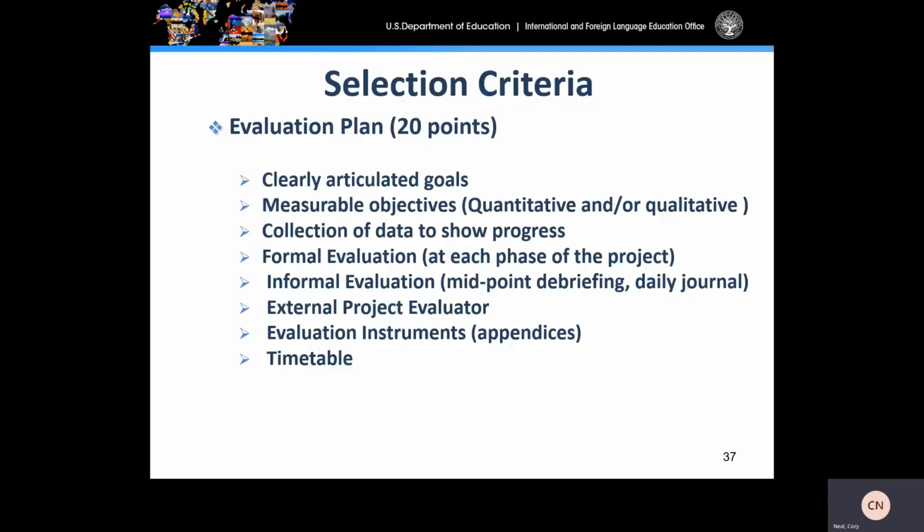To add credibility to the evaluation plan, we highly encourage using an external evaluator that is independent of the project, so someone who is outside of your academic department or even external to your institution. Evaluation instruments that will be used to collect data during all project phases should be included. You can attach these in the appendices. And a timetable should be included to highlight when key components of the evaluation plan will occur. This also should be attached in your appendices.